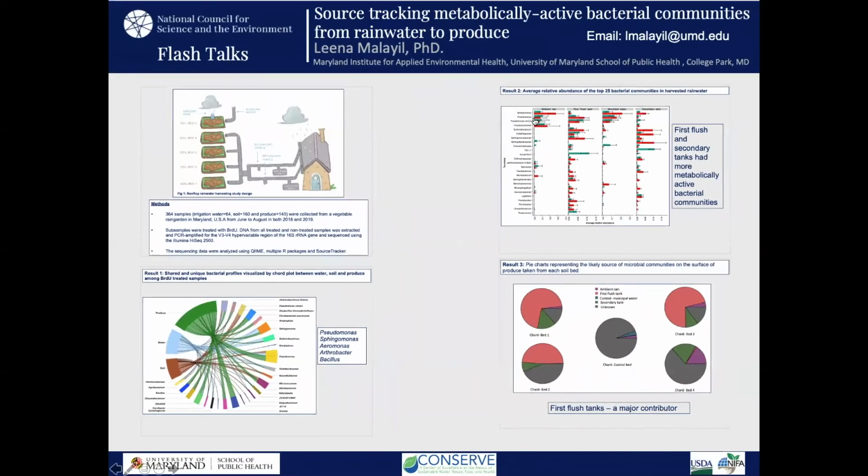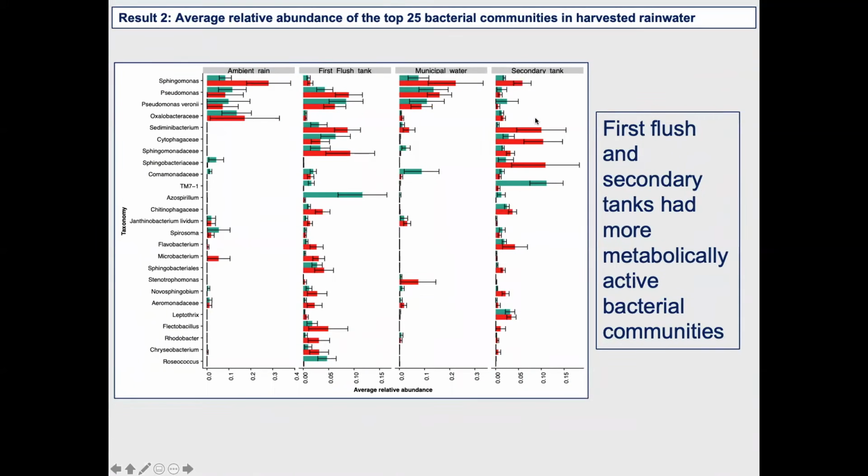Then we looked at the average relative abundance of the top 25 bacterial communities in the different waters that were collected. That is the ambient rain, the first flush tank, municipal water, and the secondary tank. The x-axis over here represents the average relative abundance, while the y-axis represents the taxonomy. The red bars here indicate BrdU-treated samples, while the green is the non-treated. It is very much evident over here that the first flush tank and the secondary tanks had more metabolically active bacterial communities.